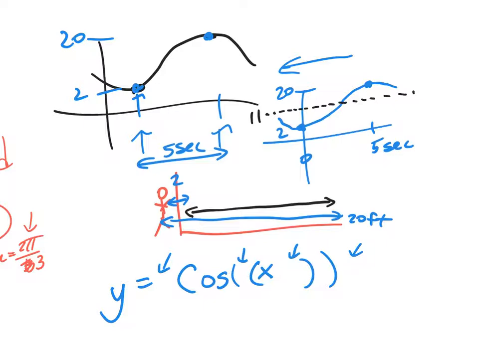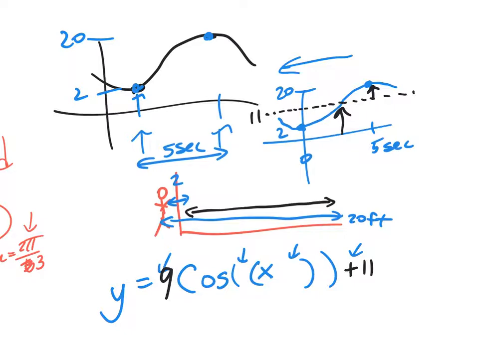And that means that this is a shift up of 11. So the 11 goes here. Next, from 11 to 20 is the amplitude, and therefore that's going to be 9. And the 9 amplitude goes in the front.